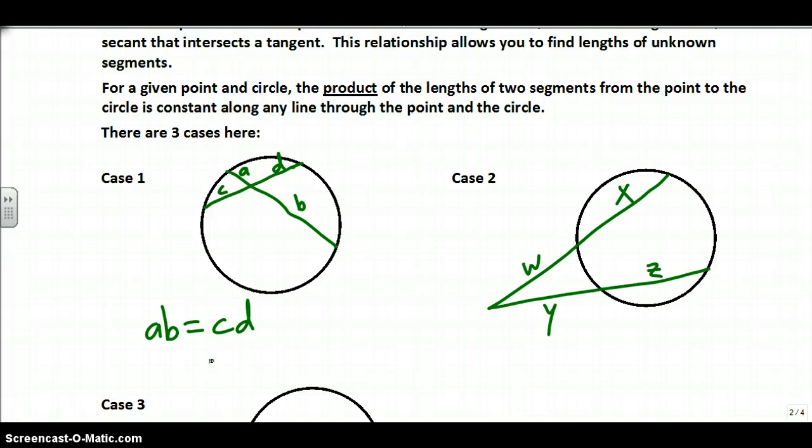In case 2, you take the part that's outside, which in this case is W, right? So I'm going to take W times, and then you take the whole segment. Well, how long is this whole segment? Well, if this were 5 and this were 3, you tell me, Mr. Cruze, that's 8, because you added them together, right? So the whole segment is W plus X. So you take the part that's outside times the whole segment. Guess what? That equals the same thing in the other secant. The part that's outside, which is Y, times the whole segment, which is Y plus Z. So a little more complicated than case 1, but not too terribly difficult.